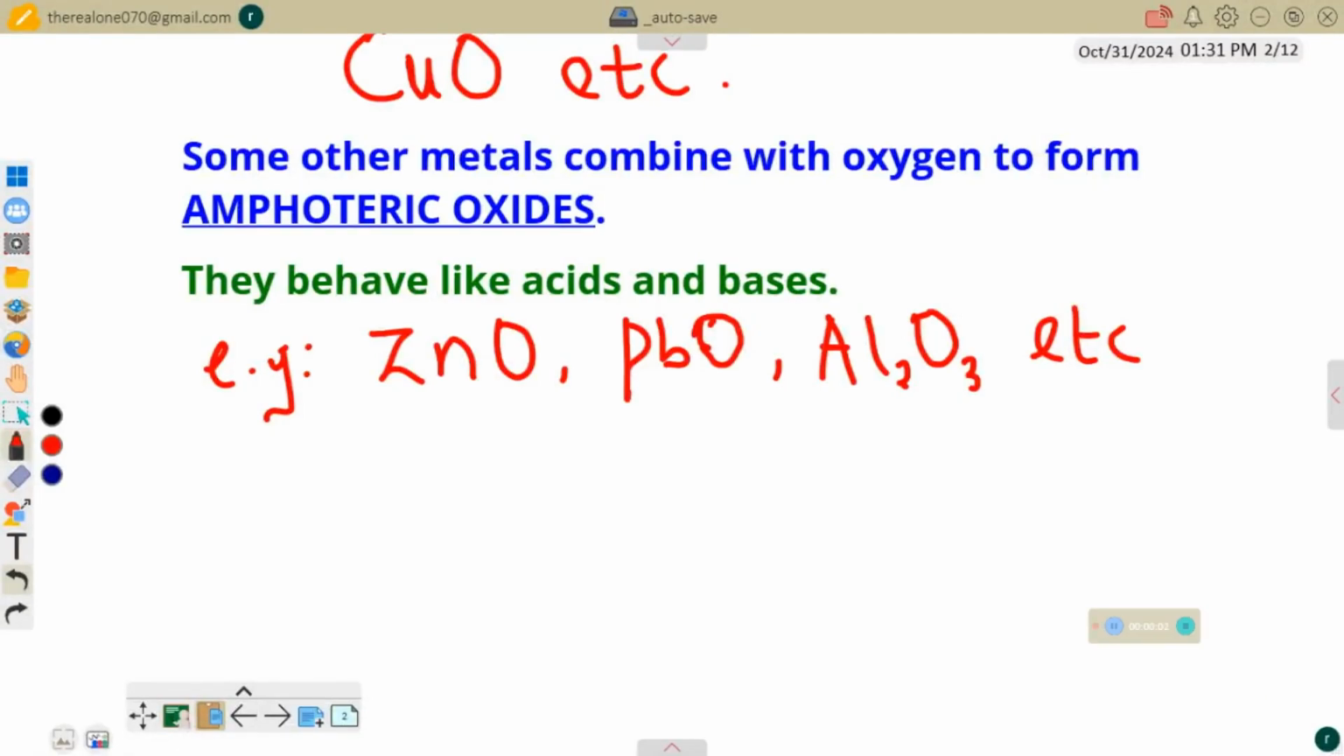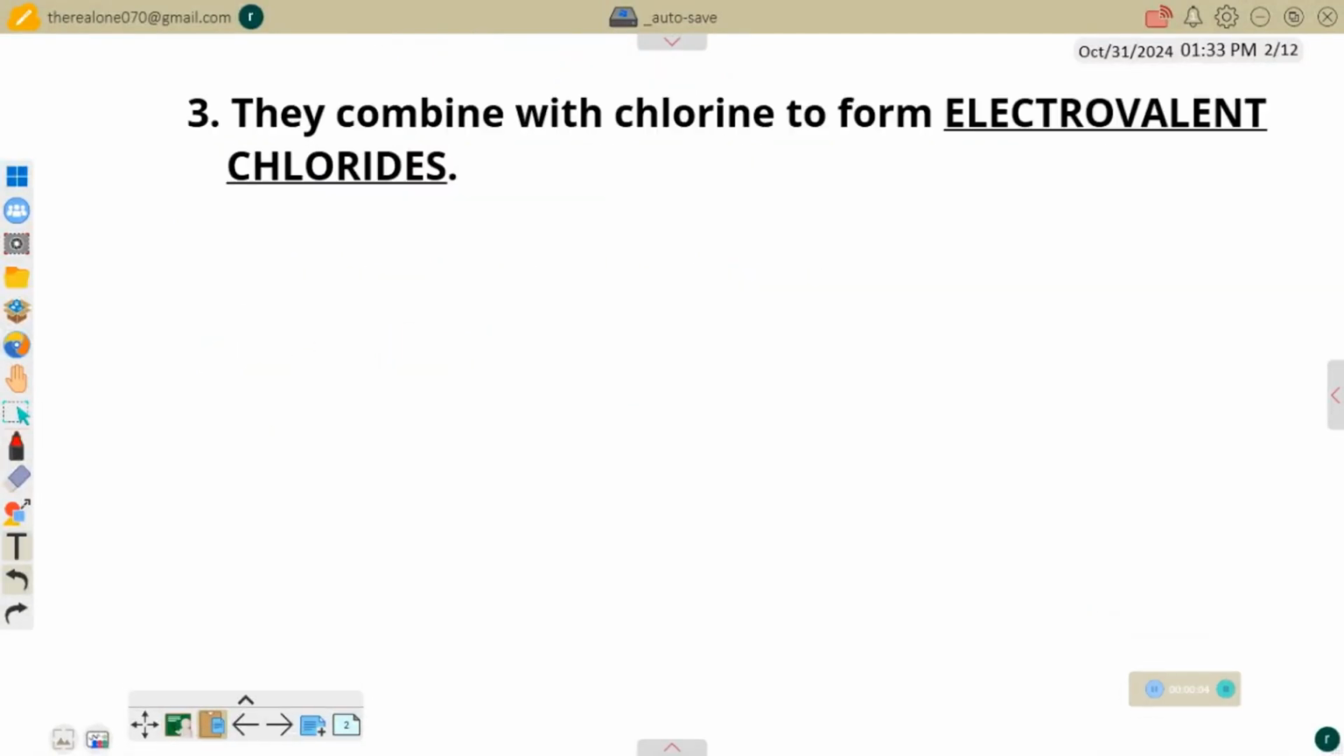Let's consider another chemical property of metals. Metals combine with chlorine to form electrovalent chlorides. What do we mean by electrovalent chloride? This is a kind of compound of chlorine in which there is complete transfer of electrons from the metallic atom to the chlorine atom. So anytime there is transfer of electrons in a particular chemical combination, such chemical combination is known as electrovalency.